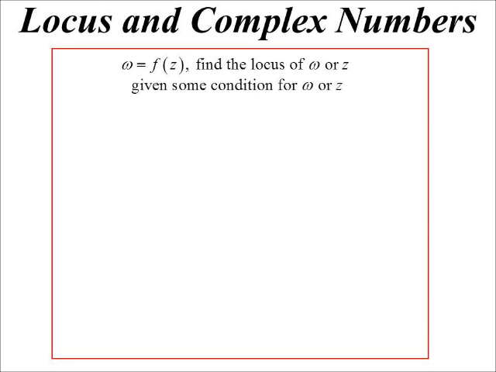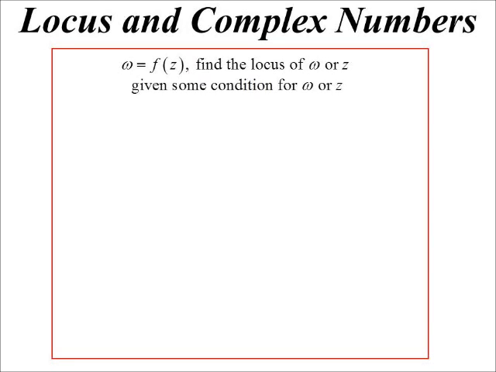So we're going to have omega is some function of z. Right? We're going to have a function. We're going to substitute a complex number in z, and then we'll get an answer out. It's going to be omega. Okay? And then they'll ask us to say, well, what is the locus of omega or z, the original one or the answer? And then they'll usually give us some condition for the original one or the answer.